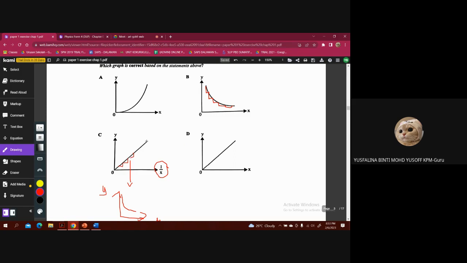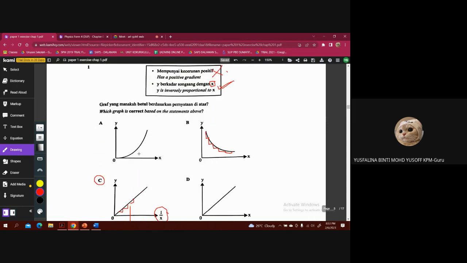So it means the value is increasing. Of course it has a positive gradient, because the graph is increasing. So the answer is C. Whenever you find this type of question, read carefully all the answers given.